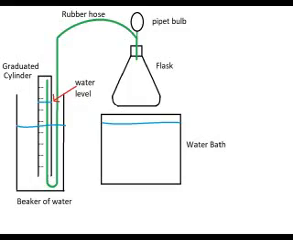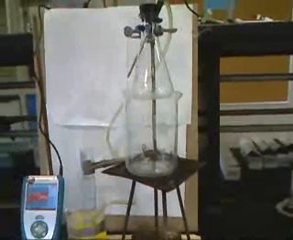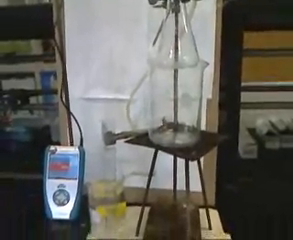The first thing that we're going to have to do is assemble our equipment. This is a basic diagram of what the apparatus we're going to be using should look like. We'll show you in a second what the actual apparatus looks like. This is what our full experimental setup looks like.